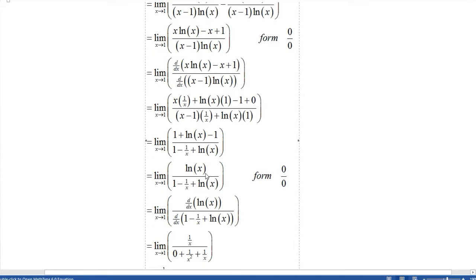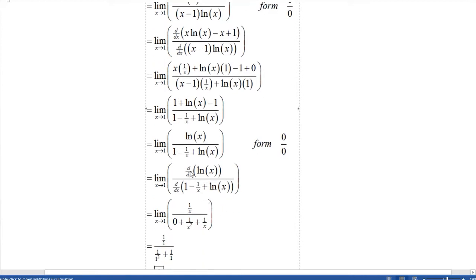Now what happens if we plug in 1? That's 0 in the top. The 0 here. 1 over 1 is 1. 1 minus 1 is 0. Plus 0 is 0. So it's 0 over 0 form. Let's try L'Hopital's rule again. And so we take another derivative.